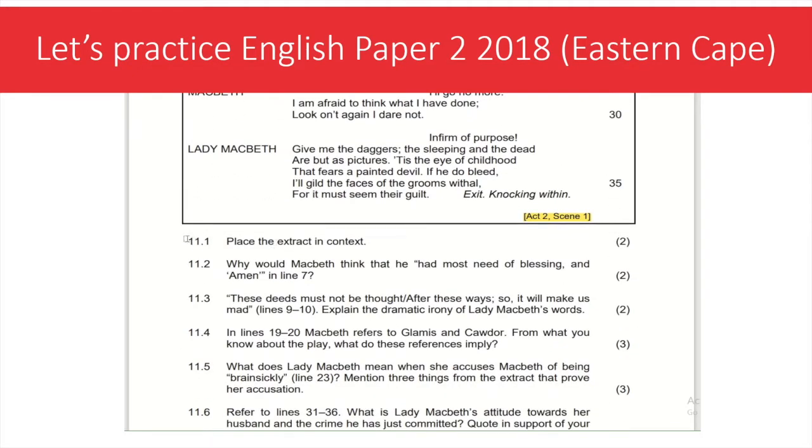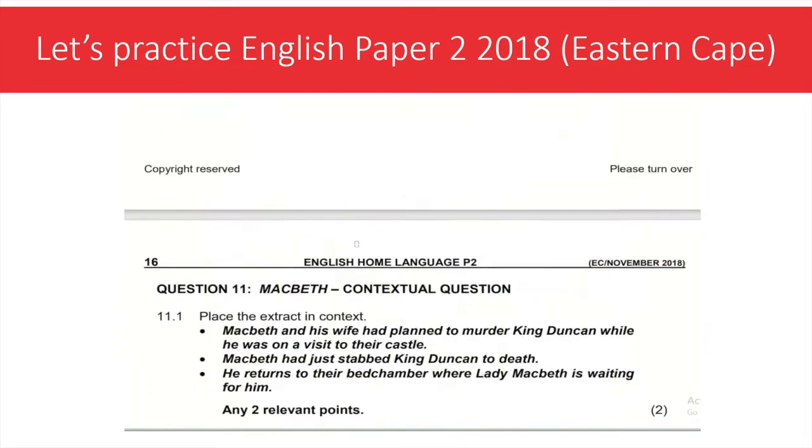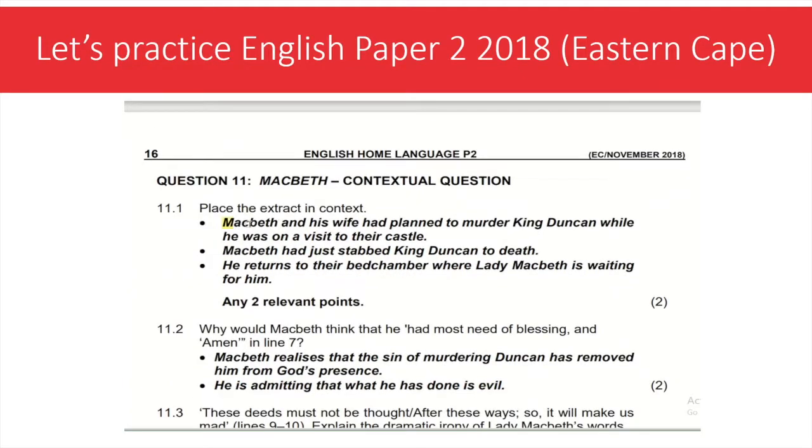So we have the first question, 11.1, place the extract in context for 2 marks. Now remember, we need to say what happened just before and what's happening now, and not what is going to happen in the future. So let's have a look at the memo. So place it in context. Macbeth and his wife, Lady Macbeth, have planned to murder King Duncan during his visit to the castle. He's just stabbed King Duncan to death, and then he returns to their bedchamber where Lady Macbeth is waiting for him. So for any 2 relevant points, you will get your full 2 marks.